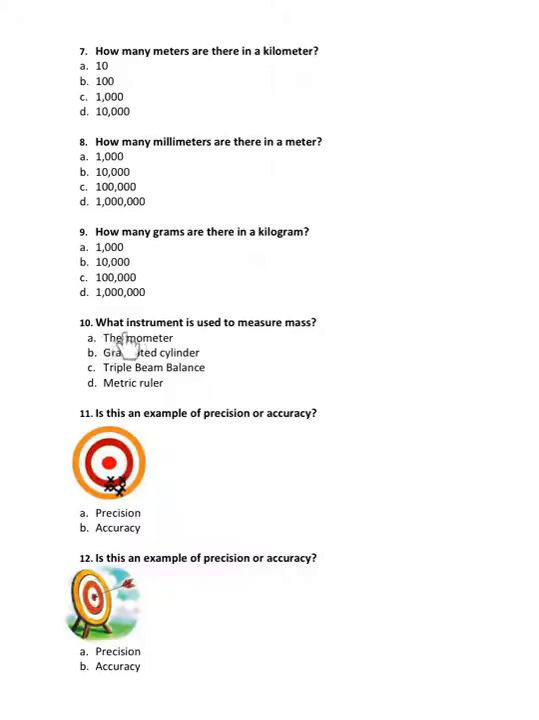Number 10, what instrument is used to measure mass? A, thermometer, B, graduated cylinder, C, triple beam balance, D, metric ruler.